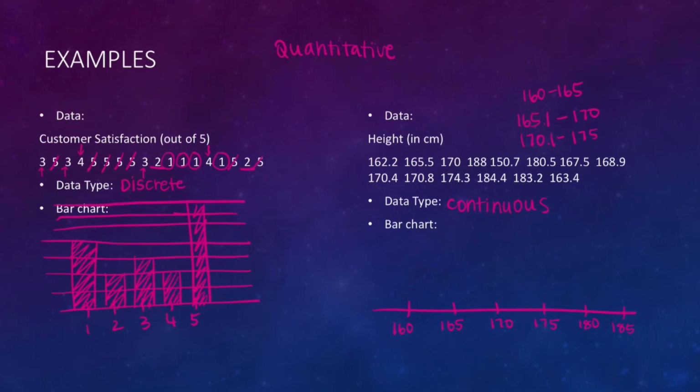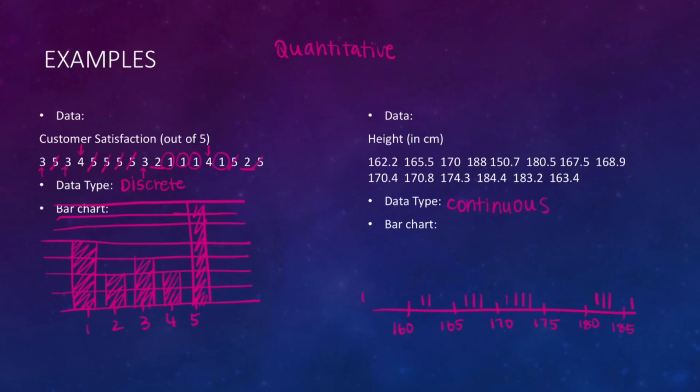So I have 170 is right here, but I'm going to group it here. Yep. So I'm just going to erase that. We're going to pretend like it's 170.9. Okay, so I have that. I have 188, 150.7 is way down here. 180.5, 167, 168, 170, 170, 174, 184, 183, and 163.